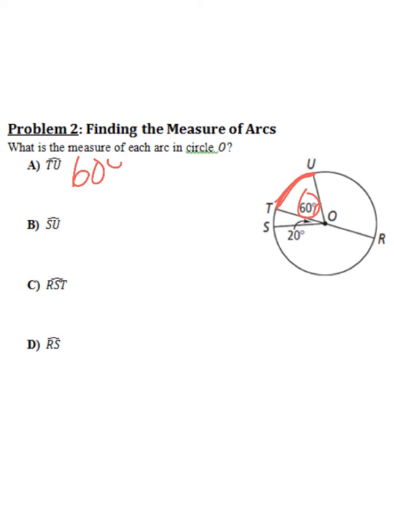For the next one, SU. SU combines these two. Well, I've got my 60 degree central angle here and a 20 degree central angle there. So I take those two and I add them together, and my arc is 80 degrees.